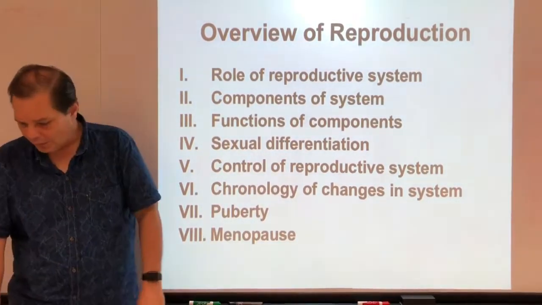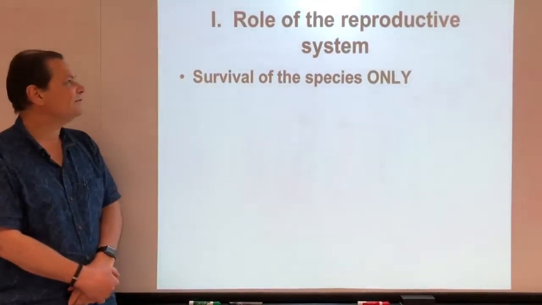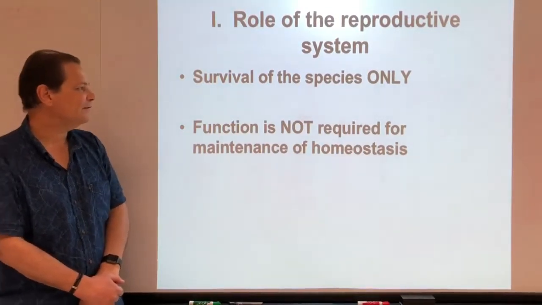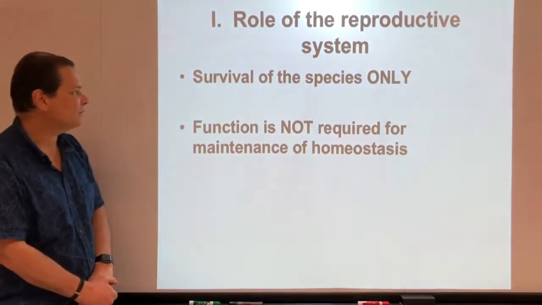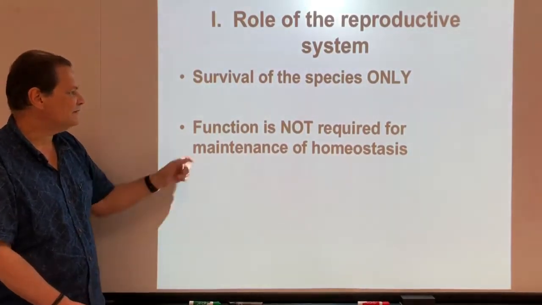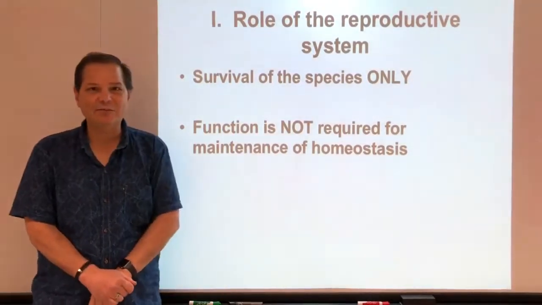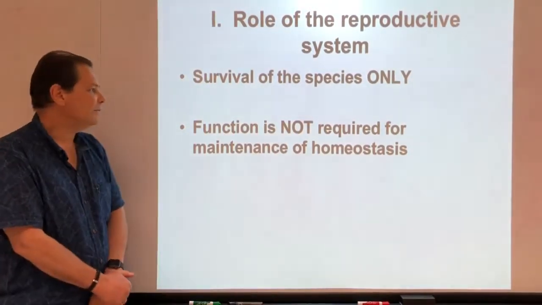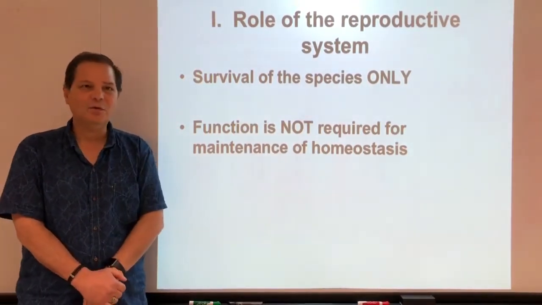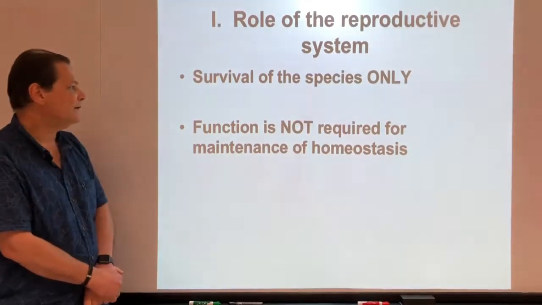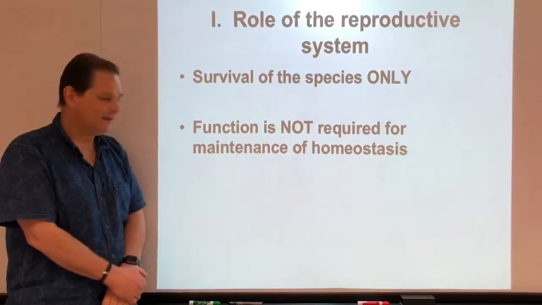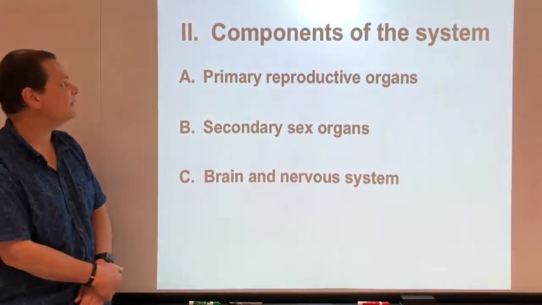Okay? So the role of the reproductive system is very simple: survival of the species only. The species has to have reproduction in order to continue. Reproductive function is not required to maintain homeostasis, not really required for life. You will want some of those reproductive hormones at reasonable levels, or it's going to affect your life. But nevertheless, you don't have to be able to reproduce to be able to live, and I think that's fairly obvious to all you guys.